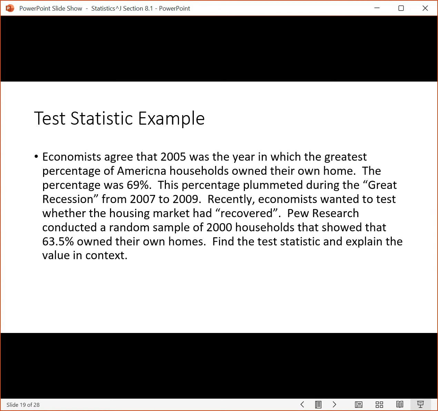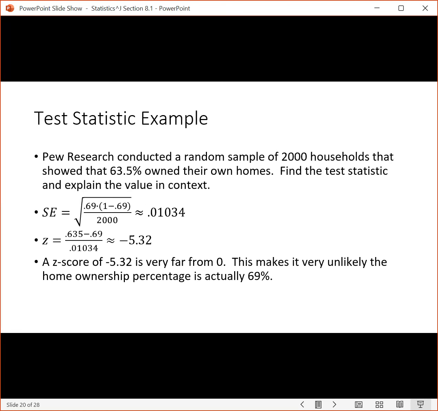Economists agree that 2005 was the year in which the greatest percentage of American households owned their own home. The percentage that year was 69%. This percentage plummeted during the Great Recession from 2007 to 2009. Recently, economists wanted to test whether the housing market had recovered. Pew Research conducted a random sample of 2,000 households that showed that 63.5% own their own homes. And they want us to go through and find the test statistic and explain the result of the test statistic in context, like in context of the problem.